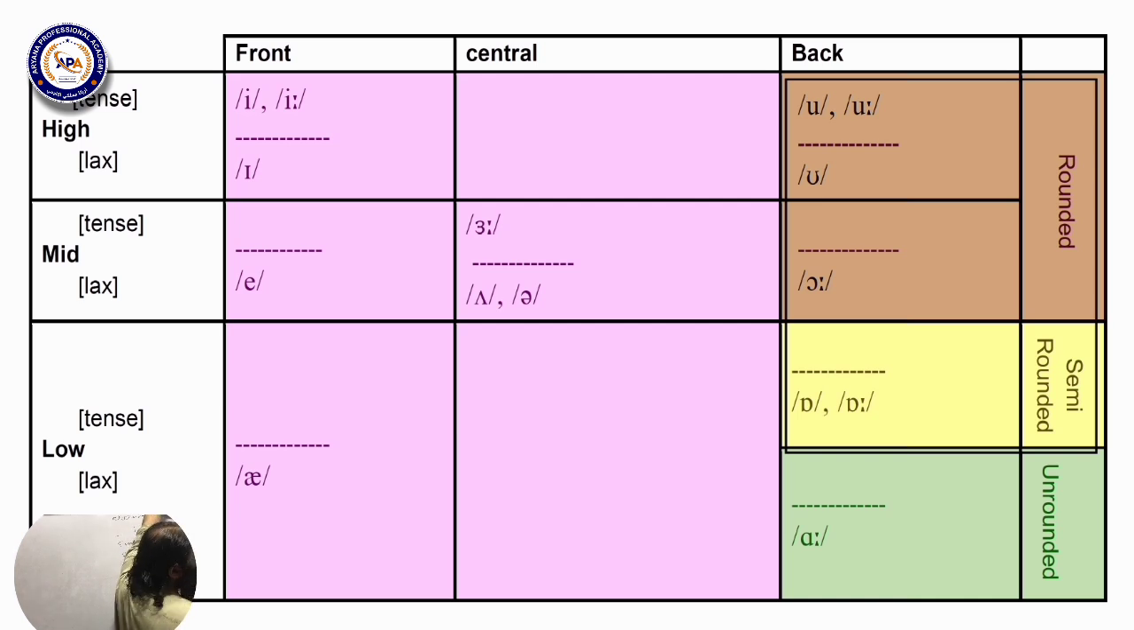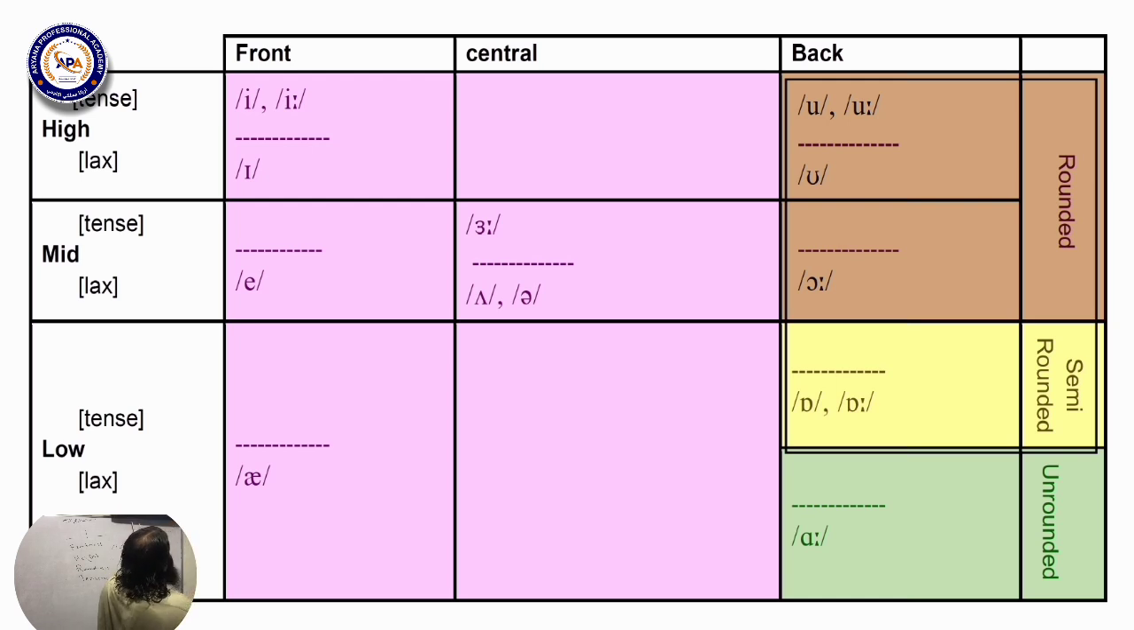And mid vowels according to height. We do not have tense. We just have one, and that is A. And that is also a front vowel. So a vowel which is both front and mid, that is the only sound A, which is lax and also unrounded. And low vowels, again we have one front vowel which is lax, and that is the A sound. So we have only one front low vowel, and that is lax sound A, and also unrounded.